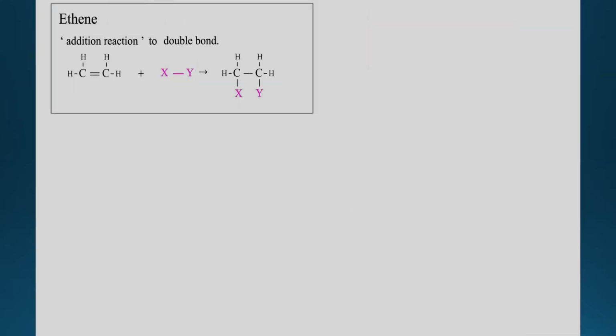Now let's talk about the reaction of ethene. This is called addition reaction. All this addition reaction is due to the ethene double bond. And when this double bond meets an X and a Y, they will combine the X and Y into a new product.